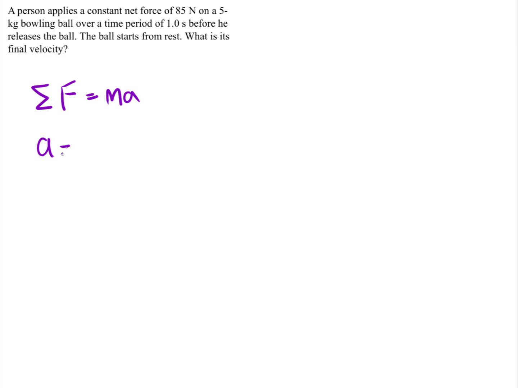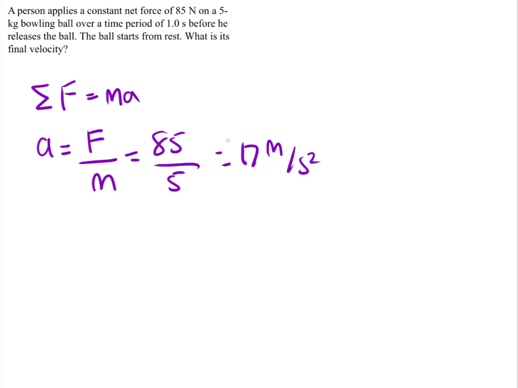So the acceleration is equal to the force. I'm just going to drop the summation since it's already given to us. The net force divided by the mass of the object. And in this case, the net force is 85 newtons, and the mass of the object is 5 kilograms. So this should give you an acceleration of 17 meters per second squared.